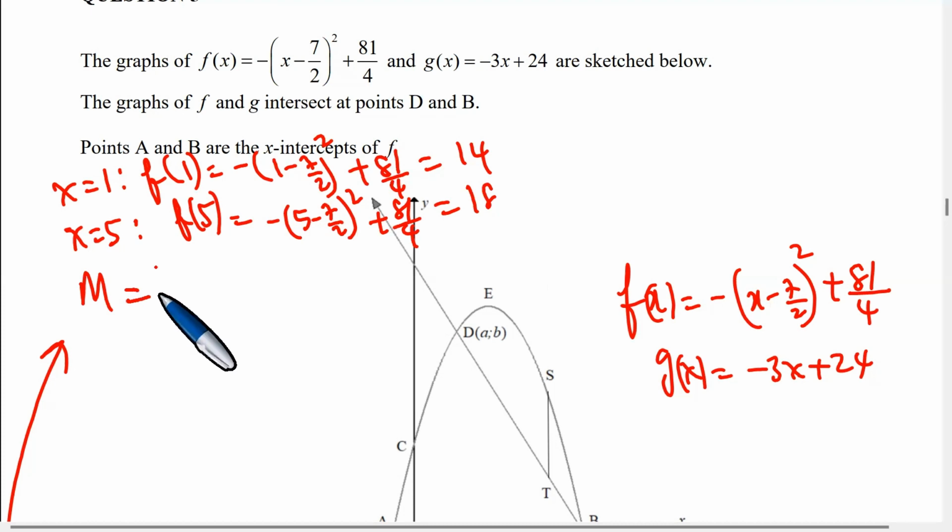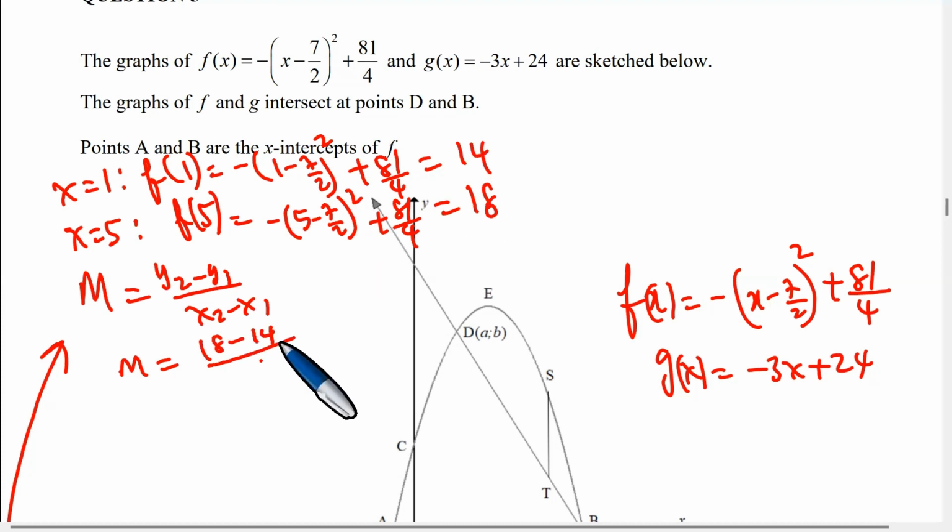The average gradient is y2 minus y1 divided by x2 minus x1. Is this formula at the back of the matric paper? Which means you have y2 is 18, y1 is 14, x2 is 5, x1 is 1. So 4 over 4 is 1.